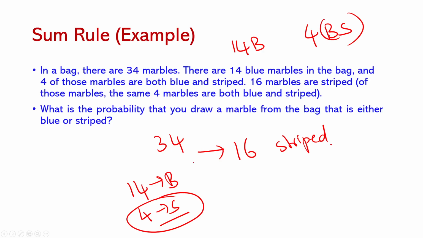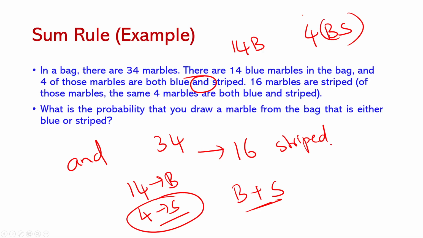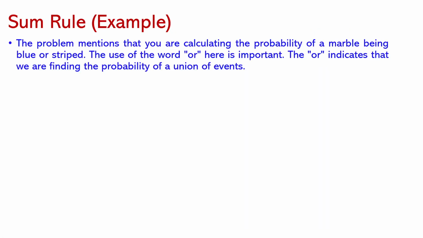Okay, here there is some common part. Why? It is blue also, plus it is striped also. See, blue and striped. So when "and" is used, you have to go for the sum rule for events which are not mutually exclusive. So we will apply P of A plus P of B minus P of A intersection B. So let's try to understand how we solve this.